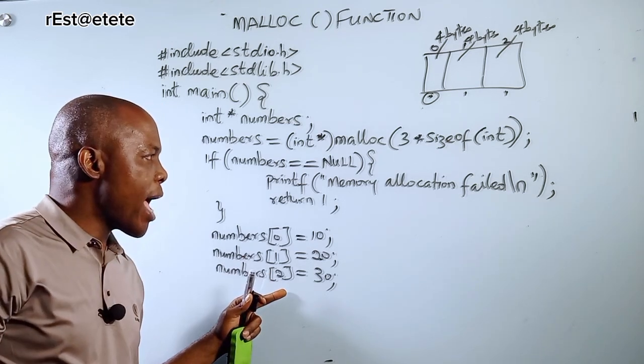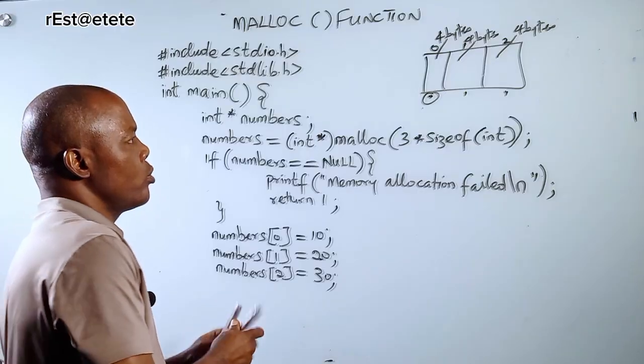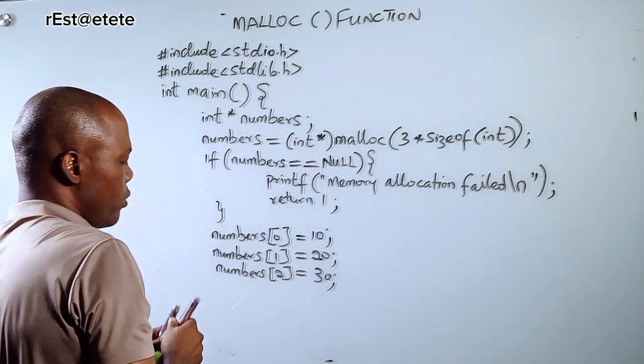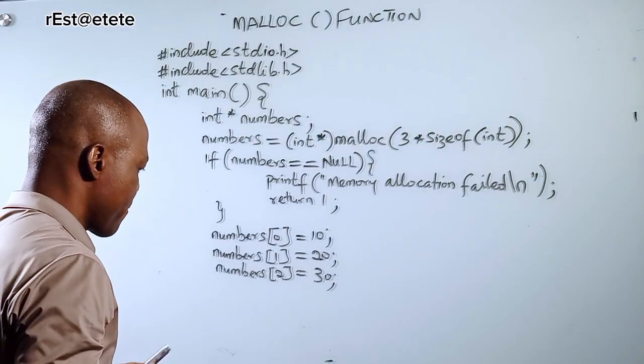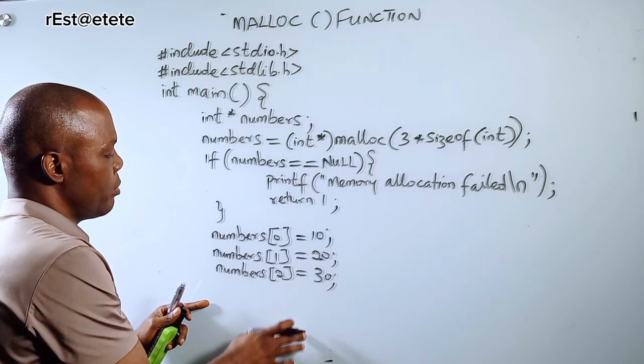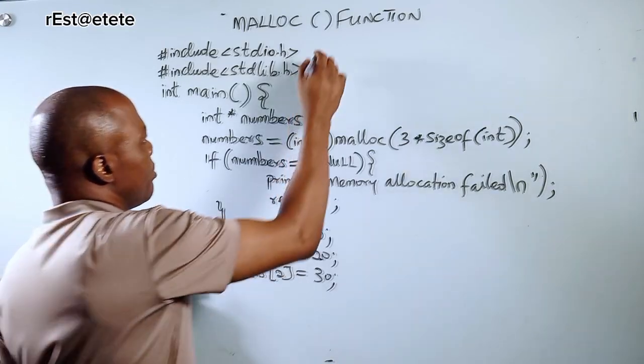Now, I want to print out these values on the screen. So what am I going to do? I will use my for loop. You might still be seeing this, but it will not be able to contain my for loop script, so let me bring it here.